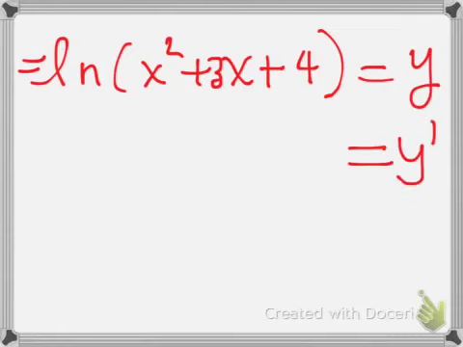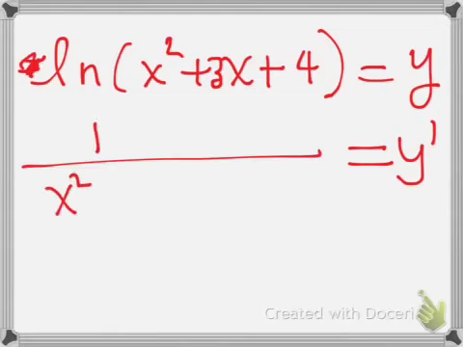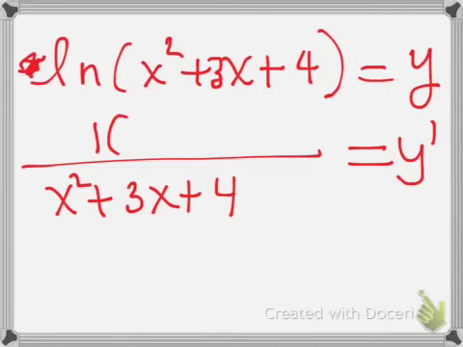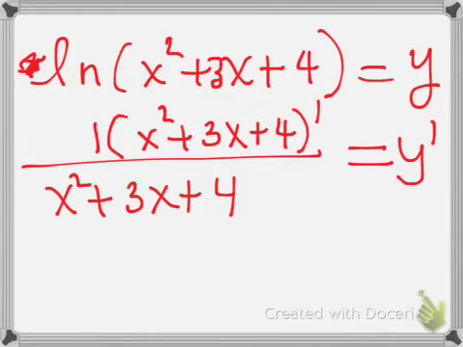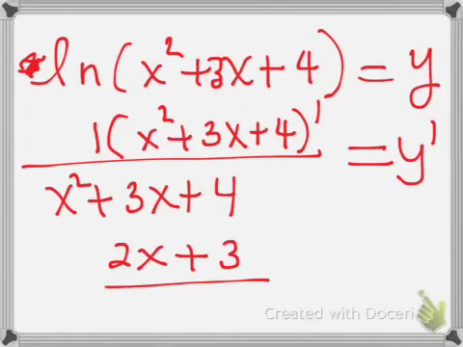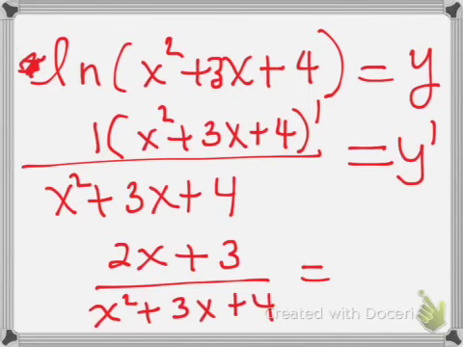What is the derivative of natural log? The reciprocal function. So it moves everything to the reciprocal, 1 over x squared plus 3x plus 4. But since this is not x, this is my u, I'm considering it as x. So multiply by the derivative of this, which is the derivative of x squared plus 3x plus 4. The derivative of x squared is 2x, the derivative of 3x is 3, so it's 2x plus 3 divided by x squared plus 3x plus 4, and that's your y prime.